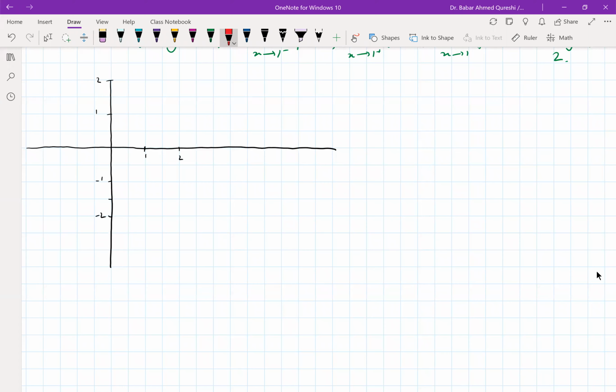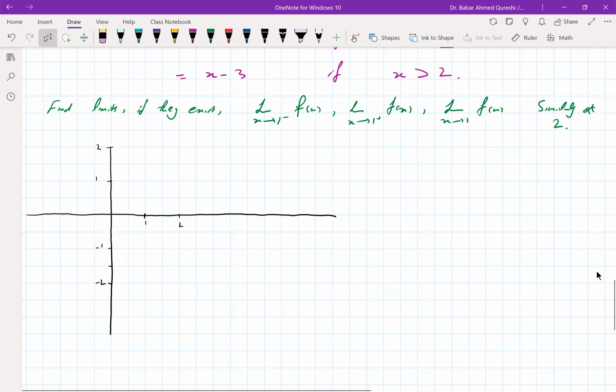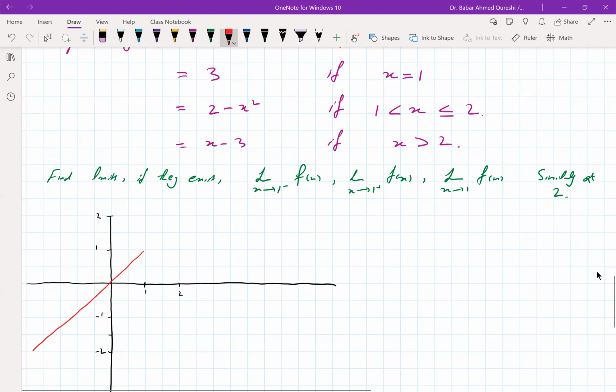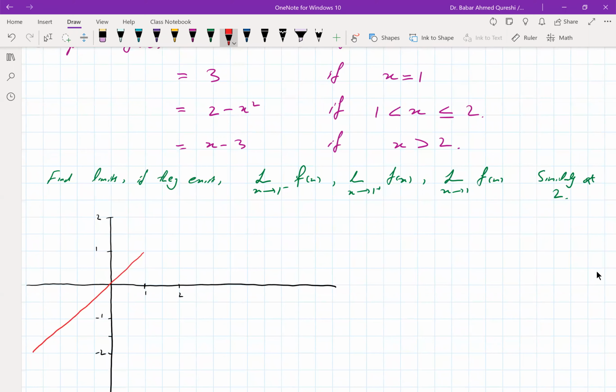So if I look at the function for x less than 1, it's just the 45-degree line because it's just the x. In this range is this. At x is equal to 1 it is 3. So it goes up here. I have just marked this point.